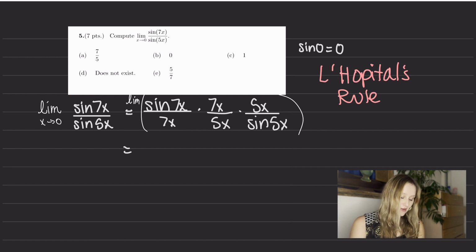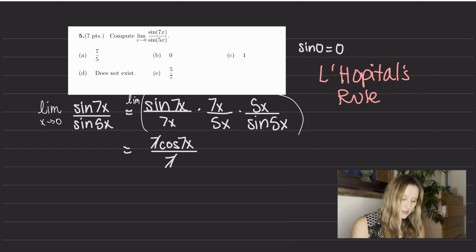So sine of 7x over 7x. Let's take the derivative of that. L'Hopital's rule says that if you take the derivative of a function, the limit of that function is same as the limit of the original function. Okay? So the derivative here is 7 cosine of 7x because of that chain rule over 7. These 7's cancel out. If you plug in the 0 for the cosine, that's 1.